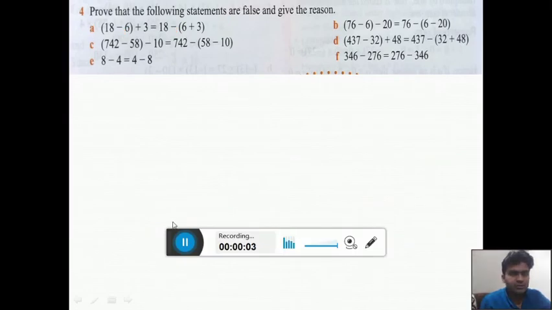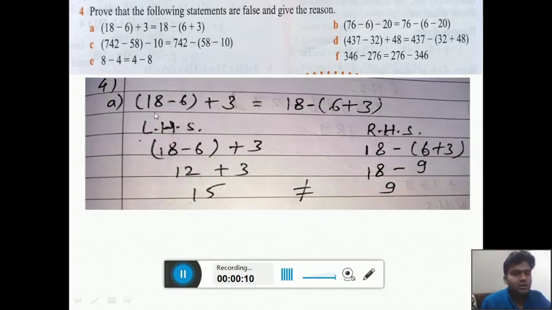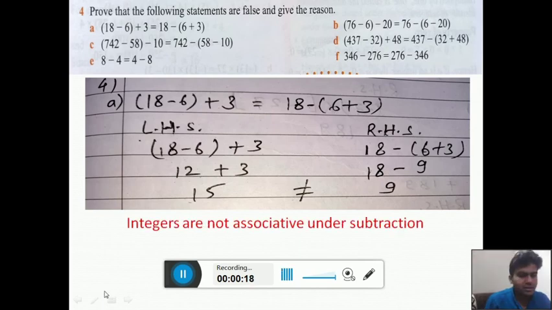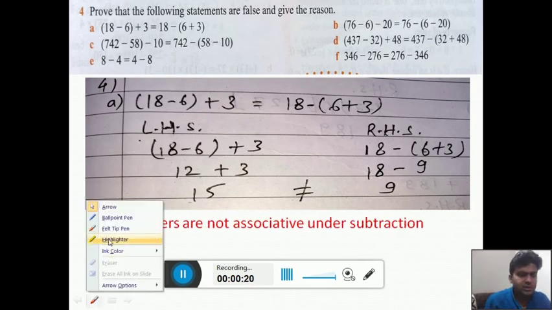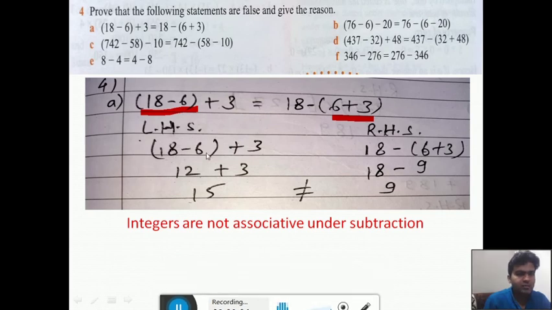Now next, question number 4. Prove the following statements are false and give the reason. Now see question number A. It is written 18 minus, inside the bracket 6 plus 3. What grouping of the numbers has been done? Here 18 and 6, and here 6 and 3. So grouping of the numbers has been done. Now solve the LHS part. 18 minus 6 we have to solve first, that equals 12, and then plus 3 equals 15.